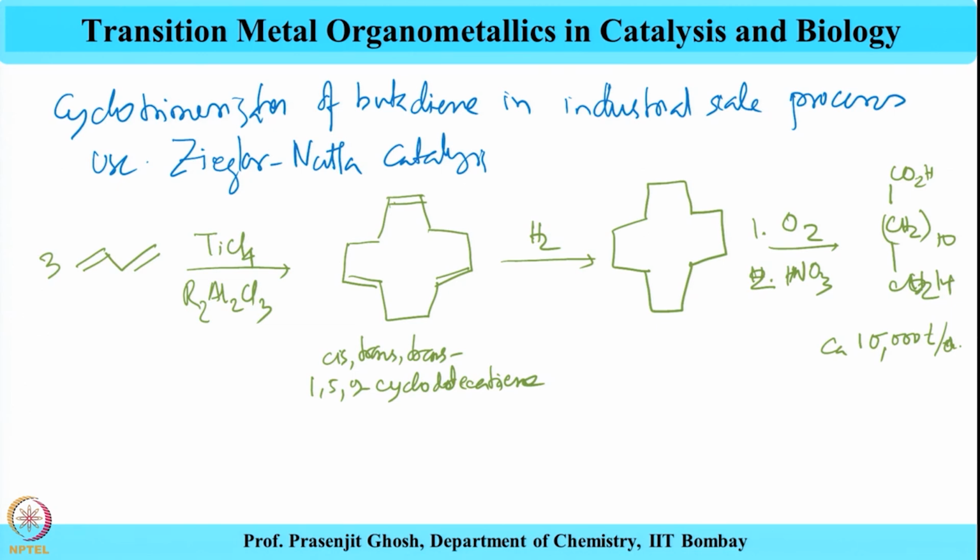Even though this Wilke's method of butadiene trimerization is a very nice beautiful method, it is not being used in industry probably because of difficulty in handling the air sensitive nature of nickel 0 intermediate that is produced in the process of cyclotrimerization of butadiene, and hence Ziegler-Natta catalysis are used to produce this cyclododecatriene, which is then hydrogenated and subsequent oxidation with nitric acid produces this diacid about 10,000 tons annually in a large industrial scale. So, with this I come to the conclusion of today's lecture.